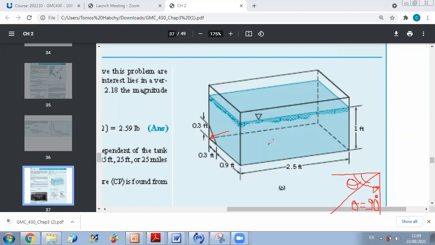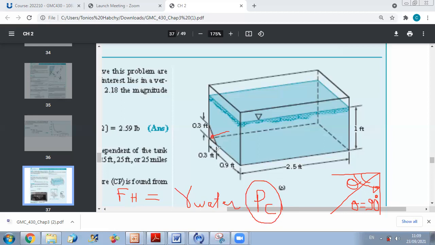Now, first, let us determine the magnitude of this force. Here it's a horizontal force, because the surface is vertical. So the horizontal force acting on your triangle is equal to gamma of the fluid, gamma water, times the pressure at C, which is the centroid of this area. So now you should determine the pressure at your centroid.